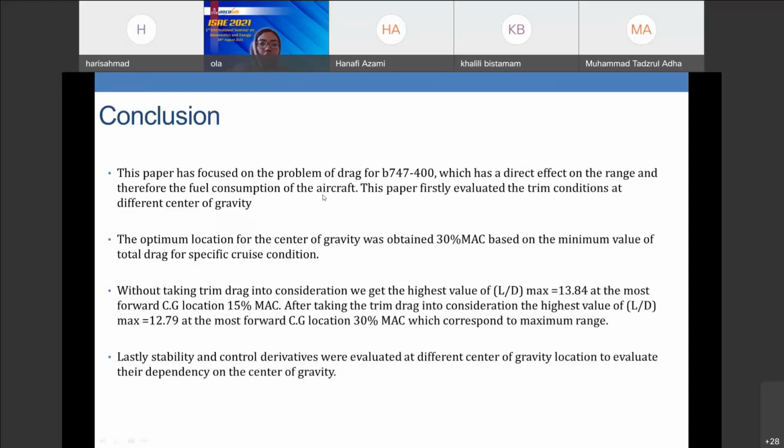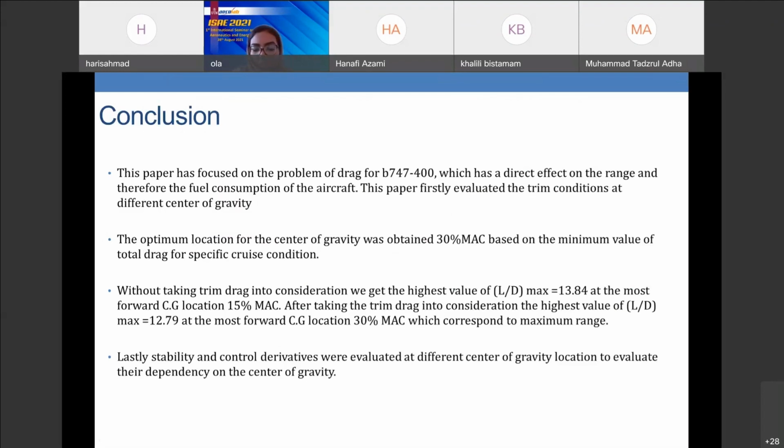So in conclusion, this paper has focused on the problem of drag for the Boeing 747, which has a direct effect on the range and therefore the fuel consumption of the aircraft. This paper first evaluated the trim condition at different center of gravity. The optimum location for the center of gravity obtained was 30% mean aerodynamic chord, based on the minimum value of total drag for a specific cruise condition.